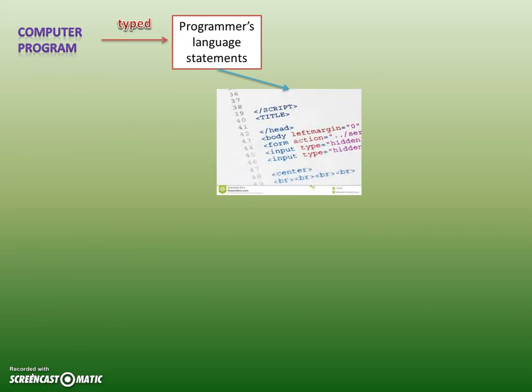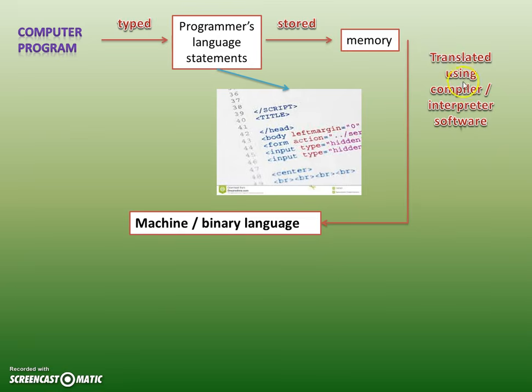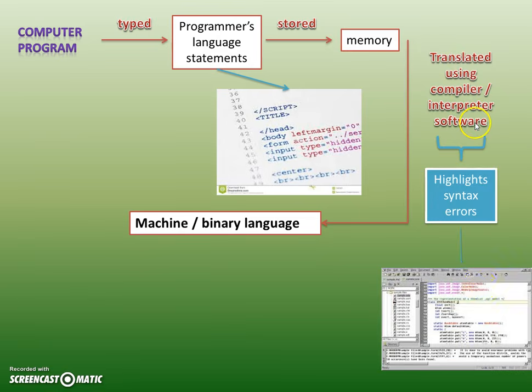All right, I want to discuss the cycle of a computer program. We start with our typed instruction, which is the programmer's language statements. We tap, tap, tap. This is stored into memory. It's translated using a compiler or interpreter software. You should be familiar with NetBeans, JGrasp. I've already gone through Notepad++. These highlight syntax errors when we compile our programs. And this is translated to machine or binary language, which the computer only understands.